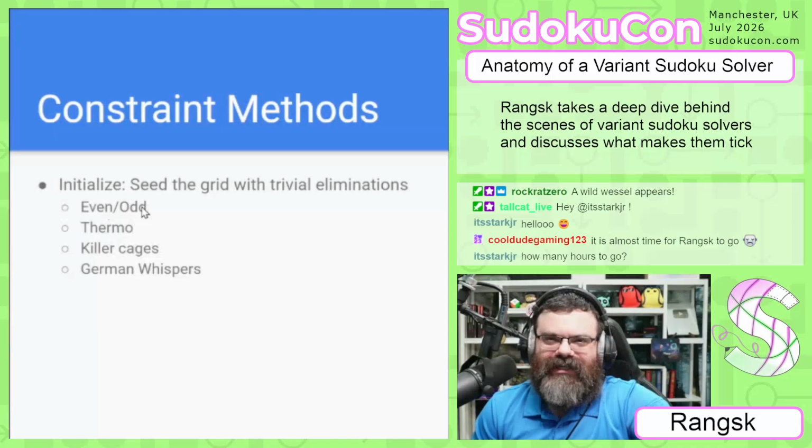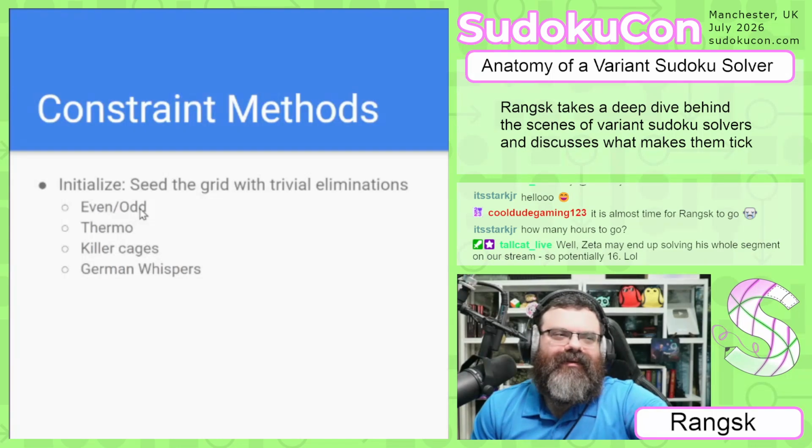Well, if you've got an even or odd constraint, in initialize, the even will eliminate all the odds, and the odds will eliminate all the evens. There's no actual logic to even or odd. It's just kind of like a weak given, if you think about it that way. A given would be in this list as well.